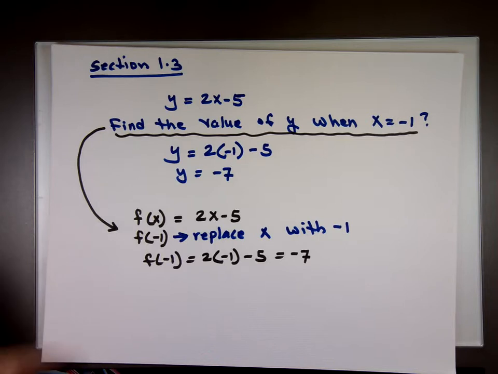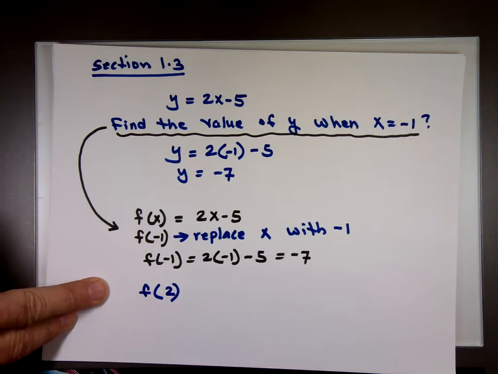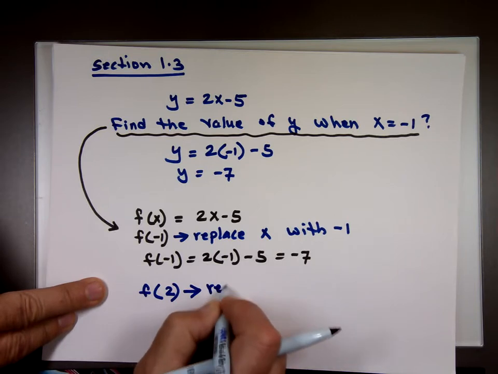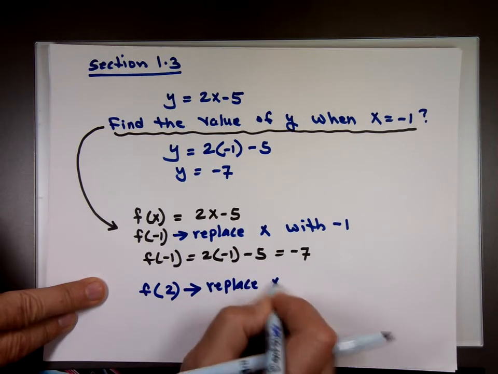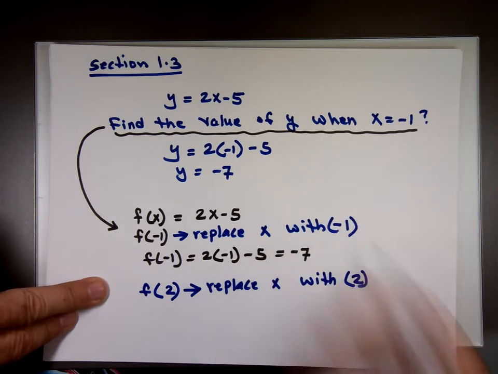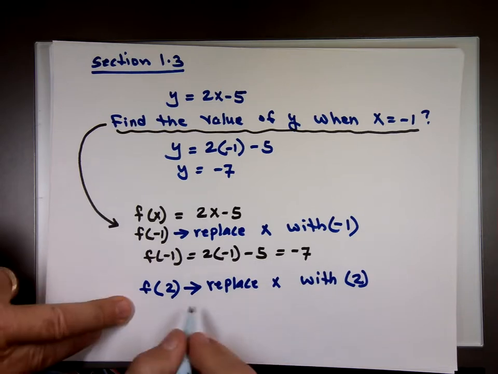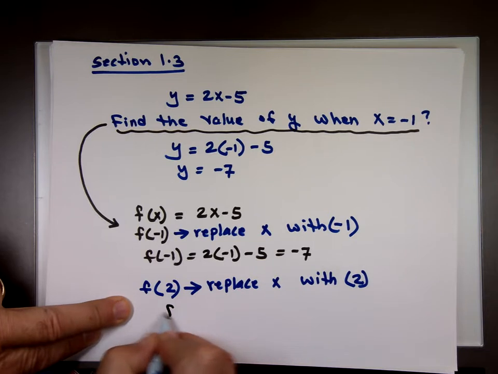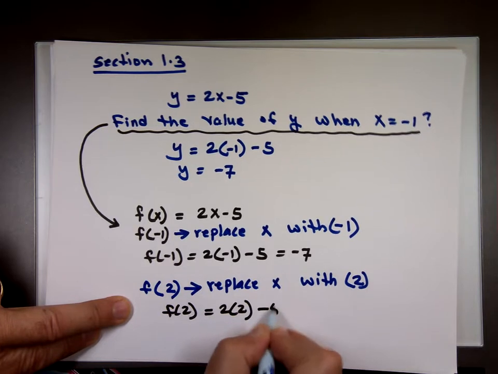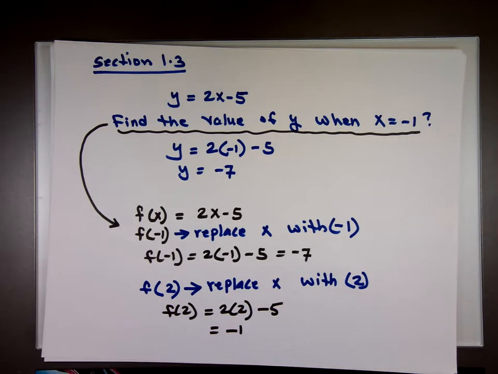If I ask you to give me f of plus 2, bless you, what does that mean? Replace what? X with plus 2. So let's replace x with plus 2. What do we have? F of 2 is going to be 2 times 2 minus the 5, which is negative 1, right? 4 minus 5, that's a negative 1.